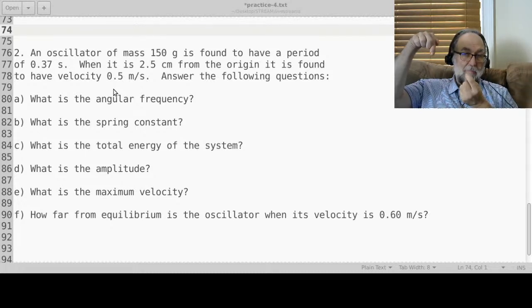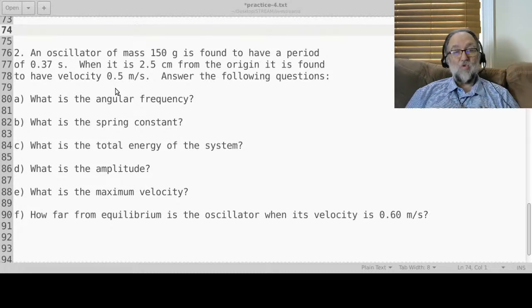So when it passes that 2.5 centimeter mark, no matter which way it's traveling, it's going at 0.5 meters per second. Okay. So I give you that information, then I ask some questions. The first question is the angular frequency.